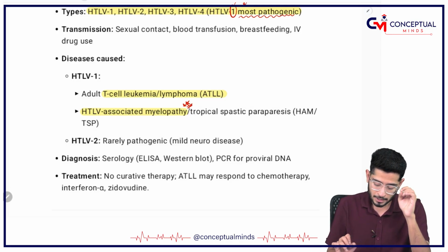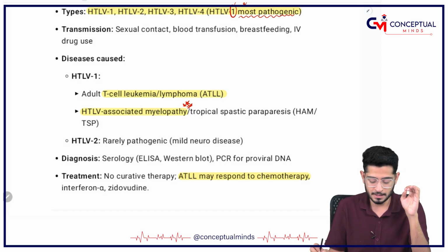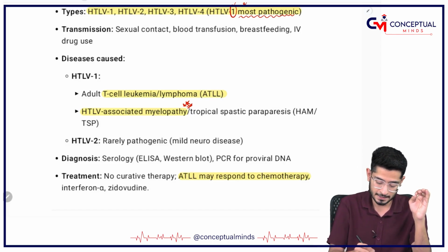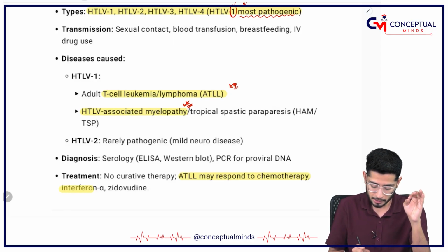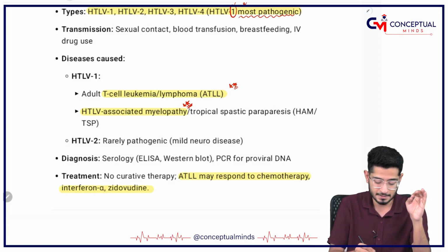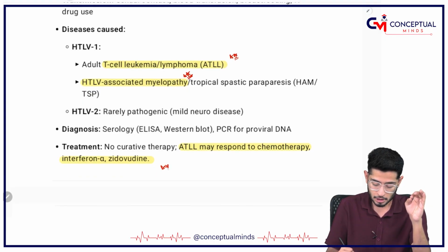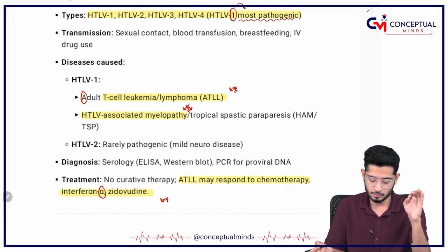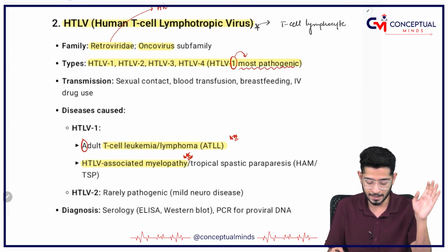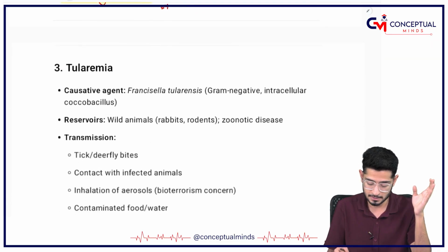And one more important thing is that you have to give chemotherapy if it is ATLL. What is ATLL? Adult T-cell Leukemia and Lymphoma. Also for the treatment you can give interferon alpha and zidovudine, right? So very simple, it is interferon alpha for adult T-cell leukemia. Okay, so going hand in hand, about the HTLV we have discussed.